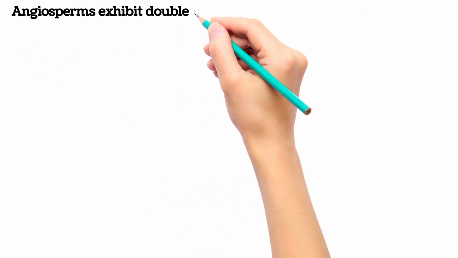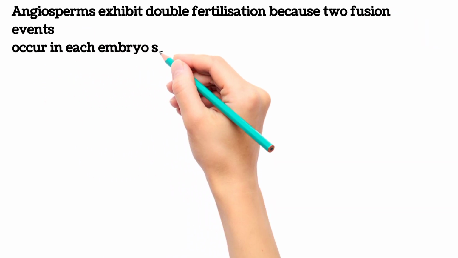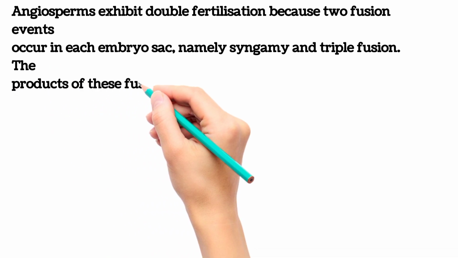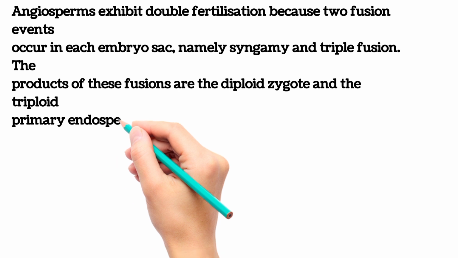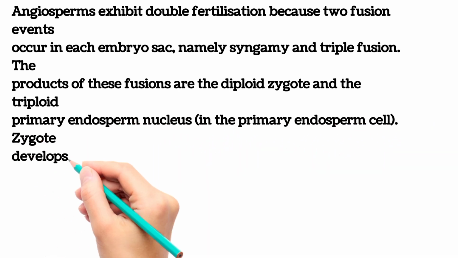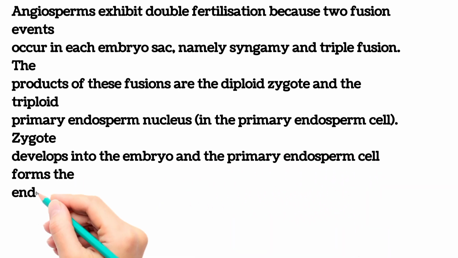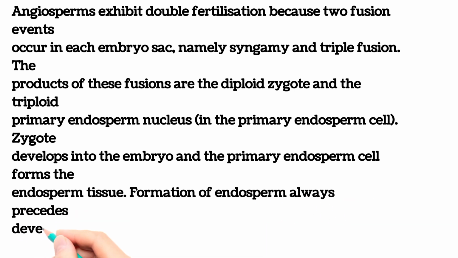Angiosperms exhibit double fertilization because 2 fusion events occur in each embryo sac, namely syngamy and triple fusion. The products of these fusions are the diploid zygote and the triploid primary endosperm nucleus. In the primary endosperm cell, the zygote develops into the embryo and the primary endosperm cell forms the endosperm tissue. Formation of endosperm always precedes development of the embryo.